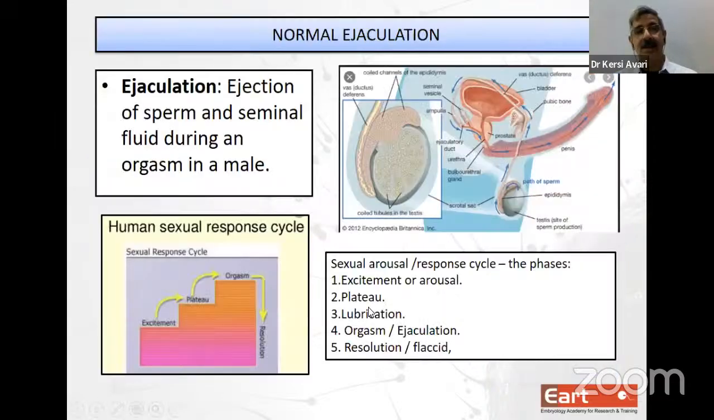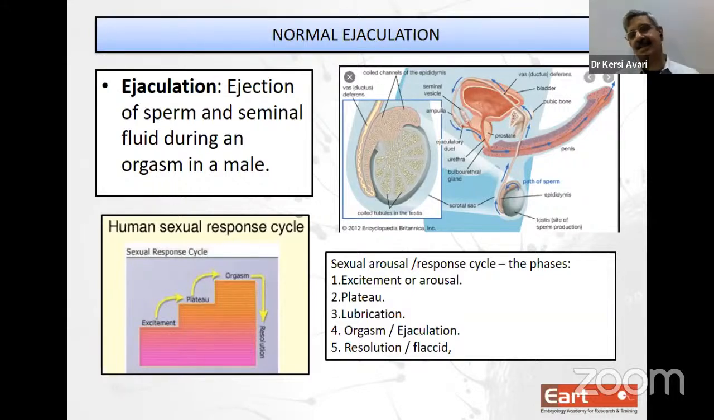Okay. So now this is a normal ejaculation pattern in a male. There are different phases: arousal, plateau, lubrication, orgasm, and post ejaculation, there is a resolution. Now it all depends upon your neural impulses: sight, tactile, auditory, except olfactory. Olfactory is present only in other mammals.